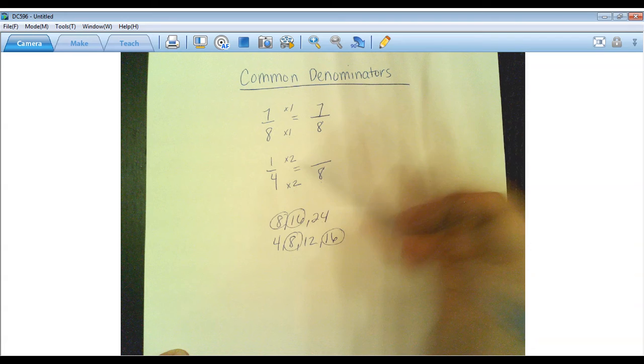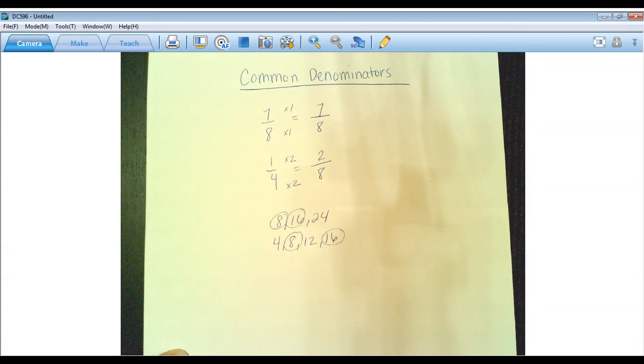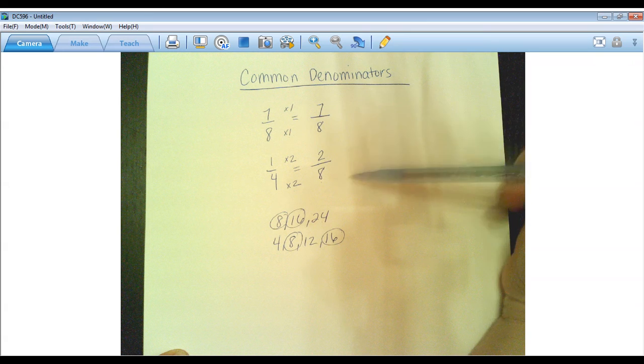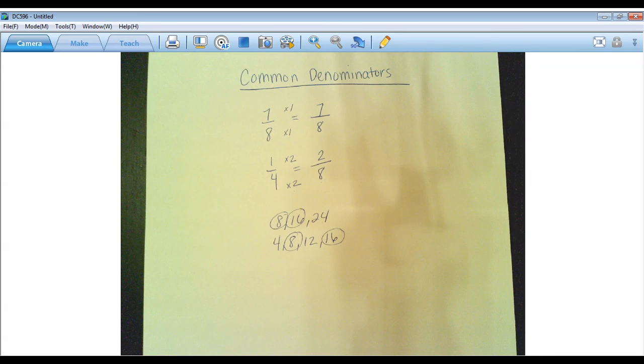So now 1 times 2 will give me 2. So 7/8 and 1/4, written as a pair of fractions with a common denominator, are 7/8 and 2/8. And now if I wanted to go ahead and add them up or subtract them, no problem.